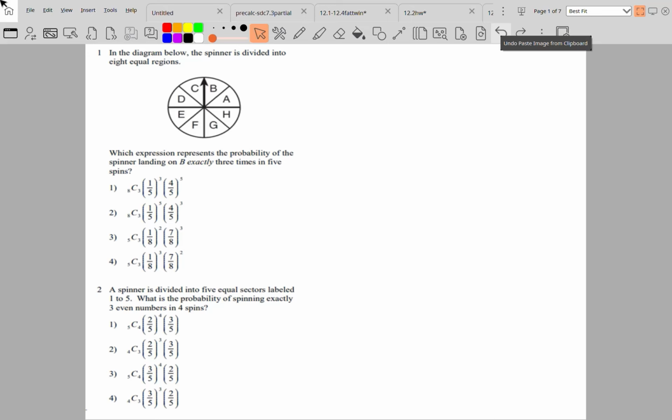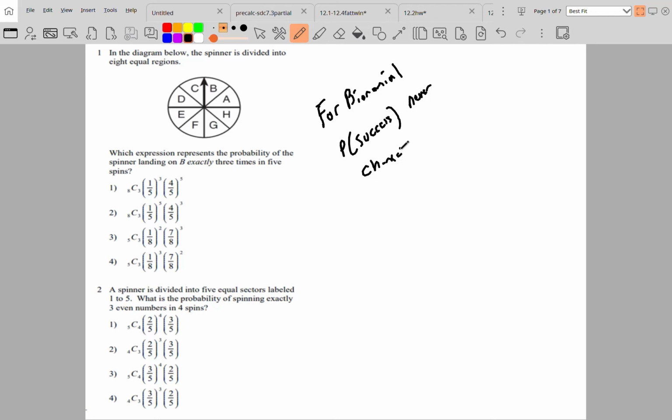The binomial experiment homework. I'll do some of these for you. Now, first off, for a binomial, you have to remember the probability of success never changes. Okay? It's always the same.